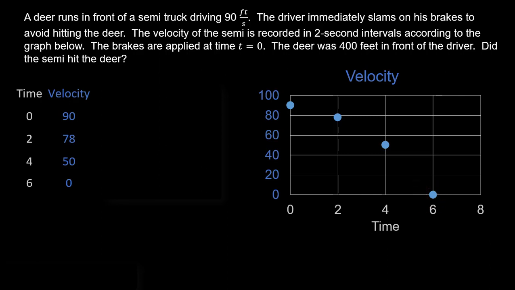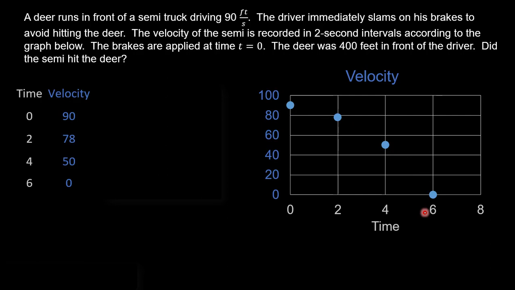So what we're trying to find here is the total distance that the semi drove before coming to a complete stop, and then we can tell if that was 400 feet or less or greater to know if he hit the deer or not. So basically what we're trying to do is find the area under a sort of curve that you could imagine going through these points, because that would be his continuous velocity. The semi's velocity is going to decrease from 90 feet per second up here down to 0 feet per second in a continuous manner, but we only have these certain data points. So rather than finding an area under this curve, we can just find an area under some rectangles.